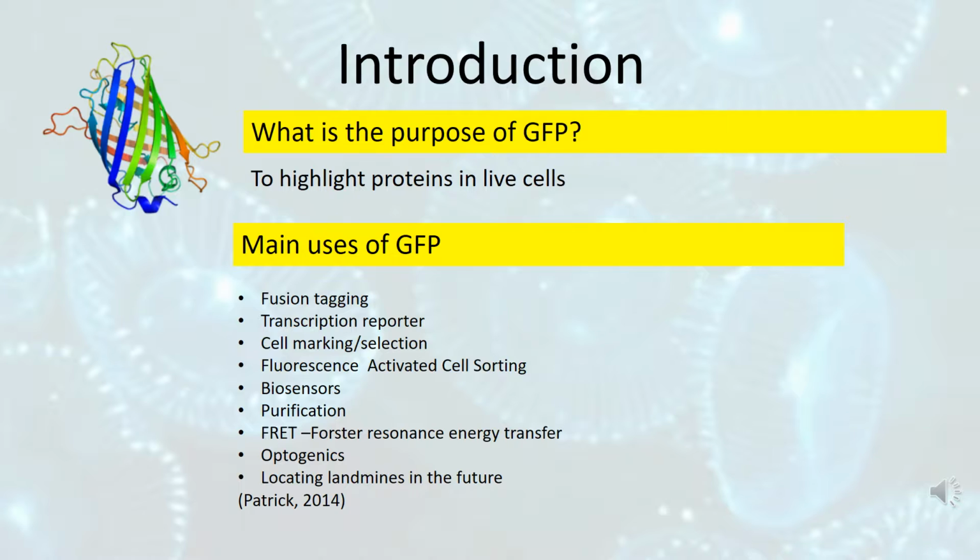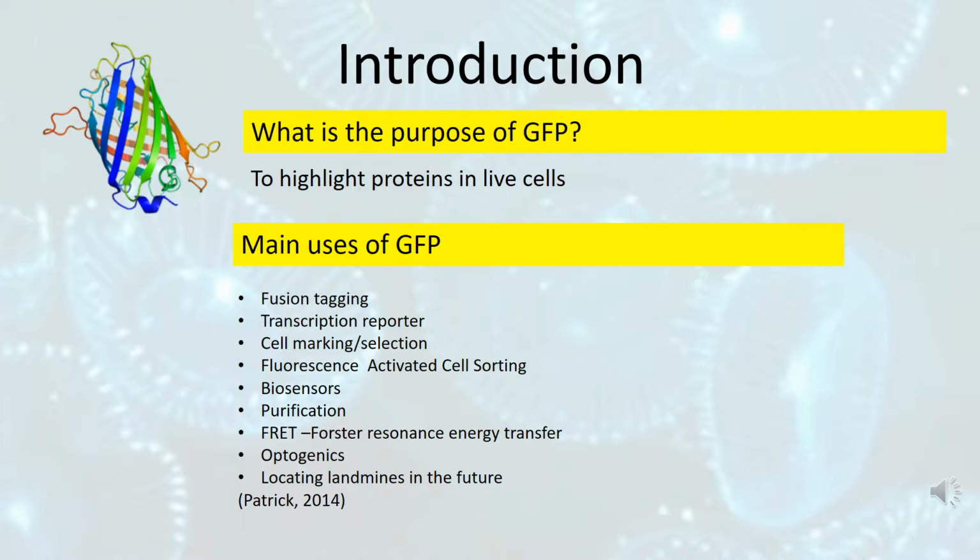Transcription reporter. Placing GFP under the control of a promoter of interest can be used to effectively monitor gene expression from that promoter in a given cell type. This type of transcription reporting was amongst the earliest uses of GFP.